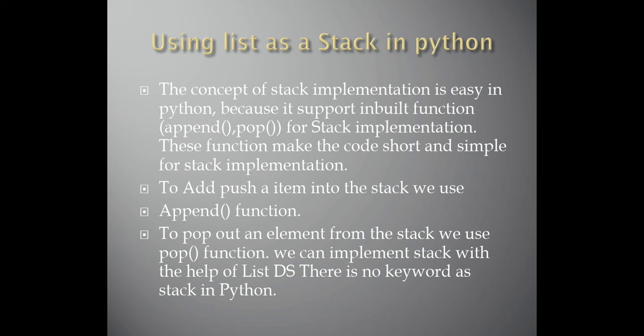So now to add an item into the stack, we will use the append function. To pop an item out of the stack, we will use the pop function. We can implement a stack with the help of the list data structure. There is no keyword for stack in Python. Okay, so basically the crux of this whole discussion is that a stack is based on LIFO, and we can do two operations, push and pop, both from the top of the stack. We can use two functions, append and pop. Again I am repeating, this is the way we can implement a stack in Python.